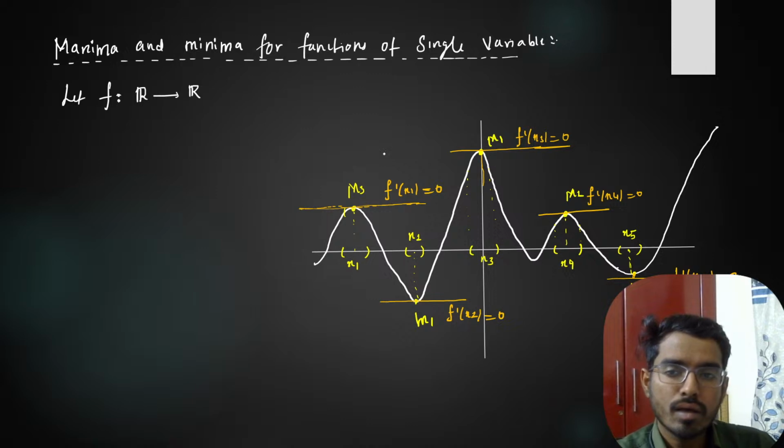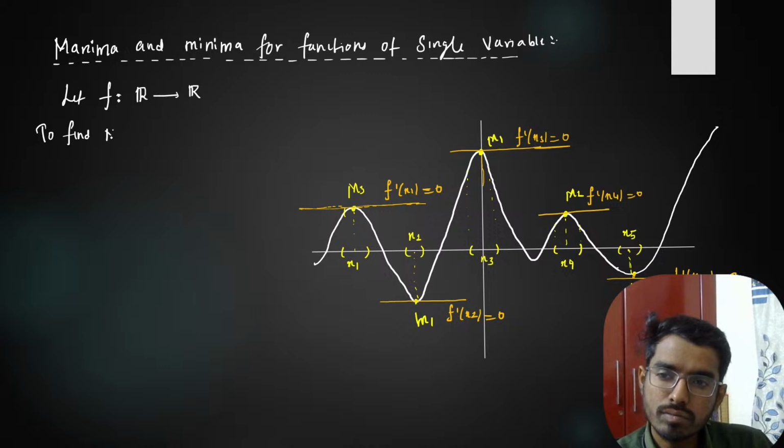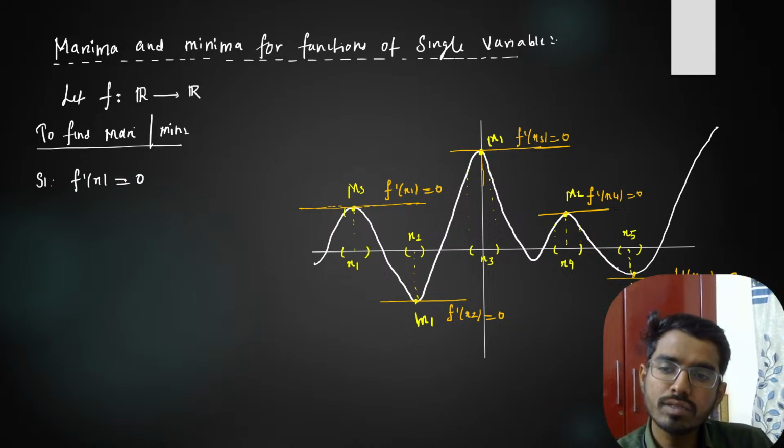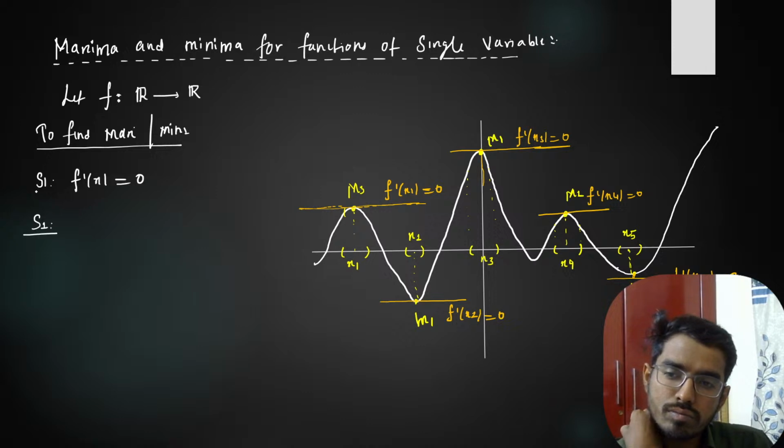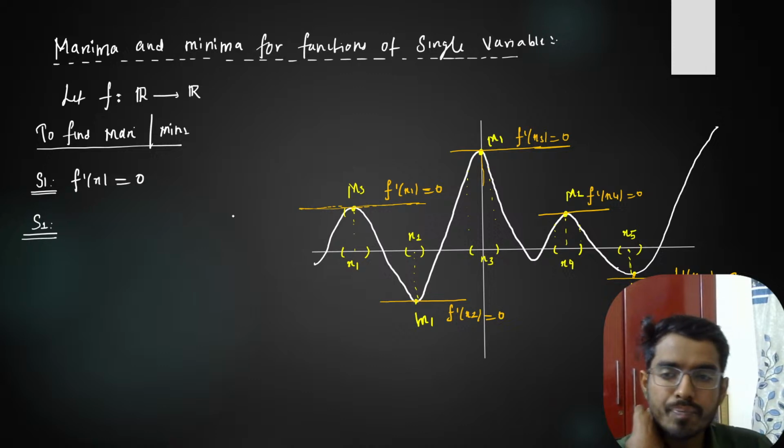And then step 1, so to find maxima or minima, step 1 is you find all x whose derivative is equal to 0, right? Whose derivative is equal to 0. That is, you are finding all those critical points, right? And step two is, now we have found all those points whose derivative is equal to 0. In this example, our points are x1, x2, x3, x4 and x5.